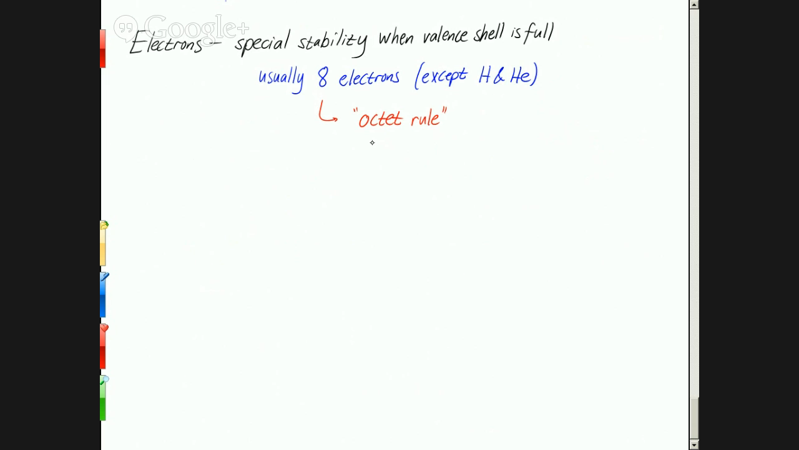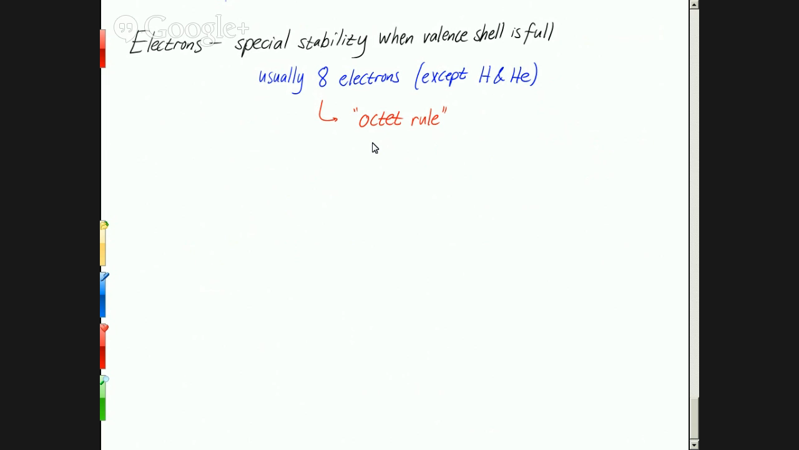Oct means 8. So the octet rule says atoms want to have 8 electrons in their valence shells. This is a really powerful rule. I mean, it would be more powerful if more things followed it, but all the ones we're going to deal with will follow it, so it'll be really nice. It's a great rule because it allows you to predict what kind of ions atoms will form. So we know that atoms gain or lose electrons. This allows us to predict how many they will gain or lose.